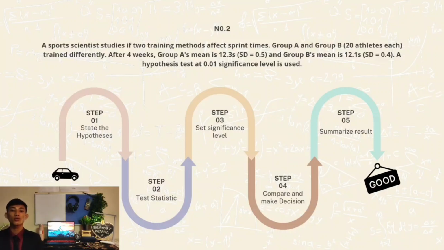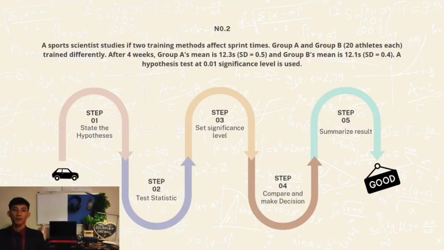Since we don't know specifically which method is better, we use a two-tailed test with a significance level of 0.01 and degrees of freedom 38. The critical t-value is approximately plus or minus 2.712. From our calculation, we got a statistic of 1.397, and since this value does not fall in the critical region, we fail to reject the null hypothesis.